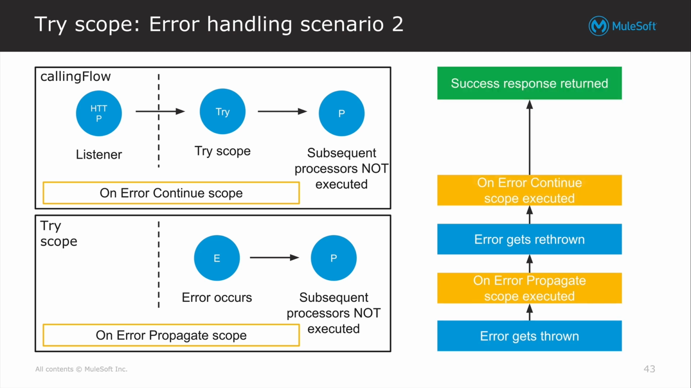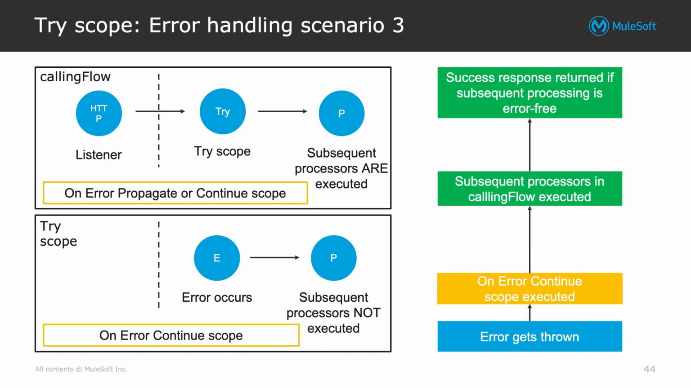In Scenario 2, a parent flow has an on-error continue error scope and contains a try-scope with an on-error propagate error scope. As the flow is executing, an error occurs on the processor labeled E in the try-scope. Processing stops, and the event is sent to the try-scope error handler. When the processors in the error scope finish executing, it rethrows the error to the parent flow, which executes its error scope and resolves the error, so the listener returns a successful response.